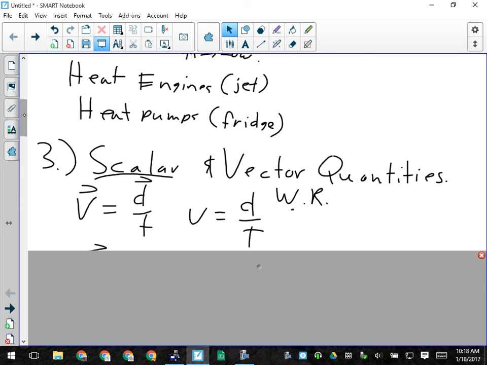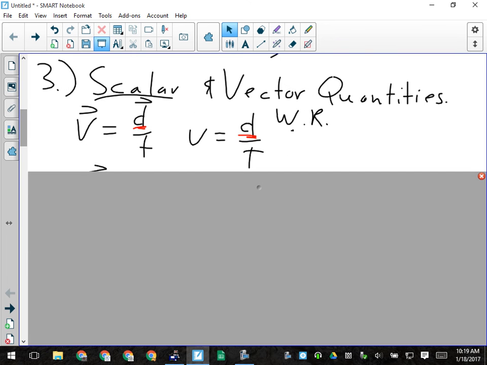All right, if they have the arrows over top, this V is velocity, this V is speed, this D is displacement, okay? This D is displacement, this D is distance, sorry. All right, so be familiar with those, okay, because they'll be important, okay, knowing scalar and vector quantities.